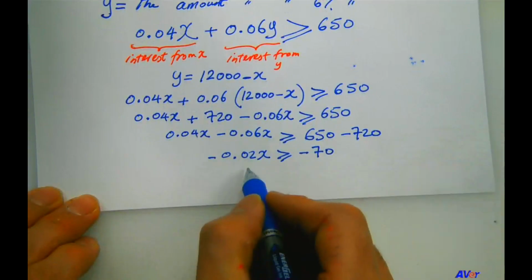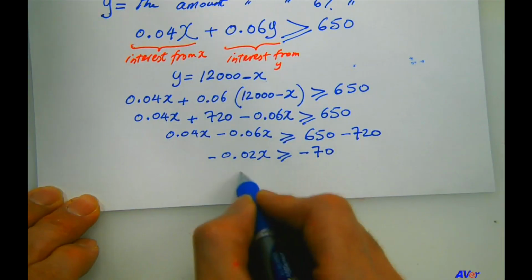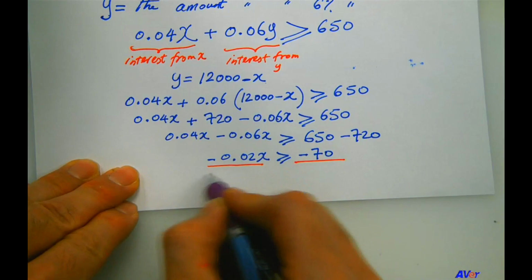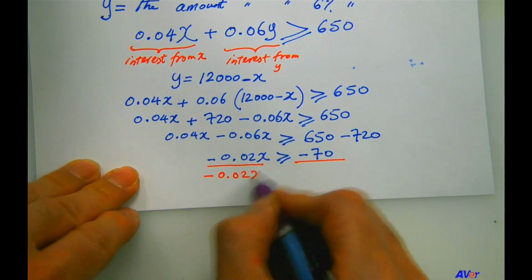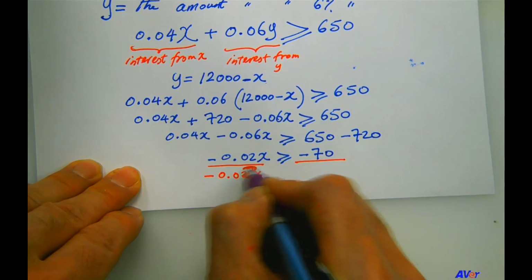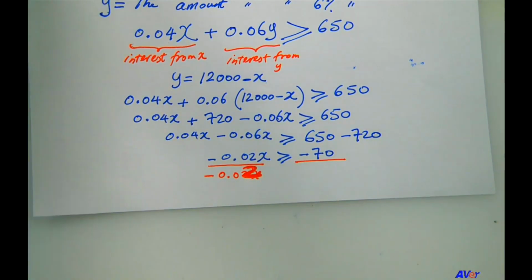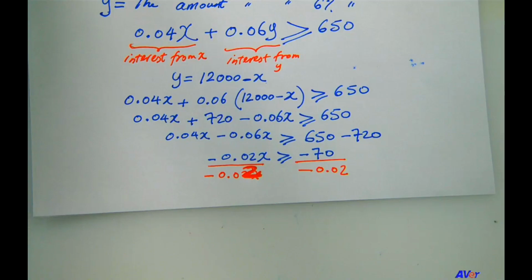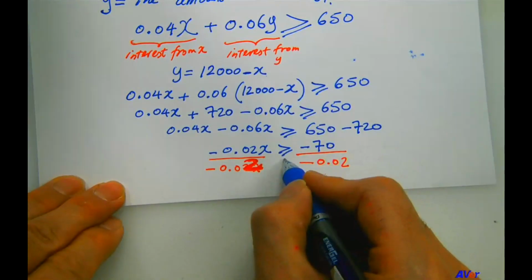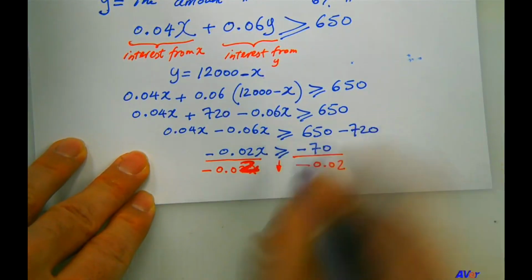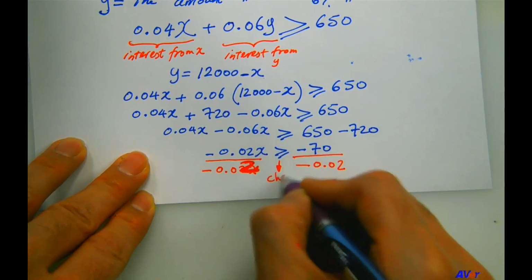So x, we've got to be careful here because we're going to divide both sides by a negative number, right? Minus 0.02, like that. And also minus 0.02 on this side. So what do we end up with after doing that? This will change, right? Let me just point that out. Because we're dividing by a negative number, this will have to change.